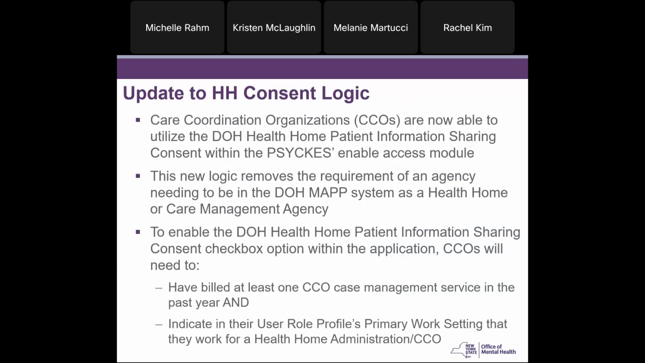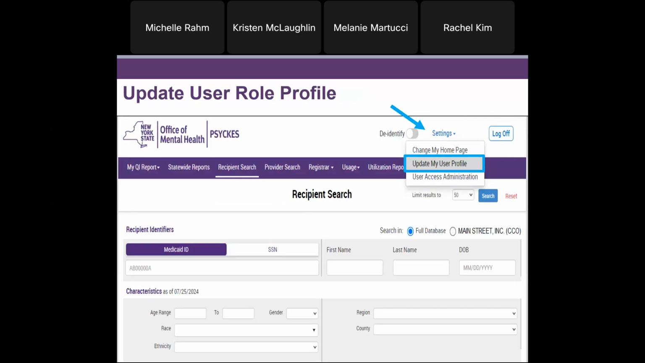So for CCOs to be able to utilize this checkbox, two things need to happen. One is that there has to have been at least one CCO case management service billed in the past year. And the other one is that the CCO user needs to indicate in their user role profile that their primary work setting is a health home administration or a CCO. So I'm just going to show how to update your user role profile in the next few slides.